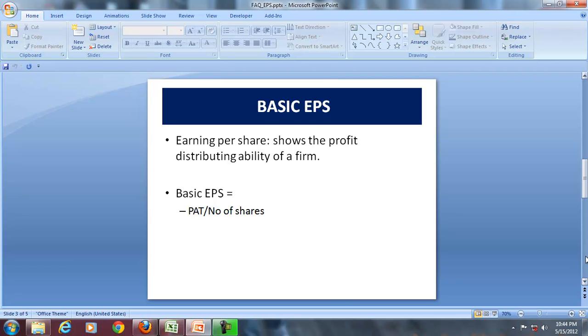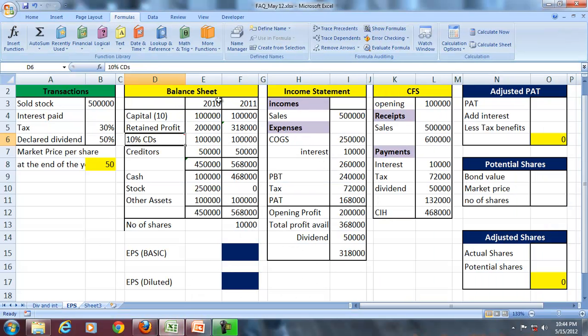If the company had issued preference shares, then EPS is profit after tax less the preferred dividend, divided by the number of shares. Let us take an example. In this case, the balance sheet opening and closing is given. The income statement for the year is given. The profit after tax is 1,68,000, and the cash flow statement is given, which is not relevant for computing EPS.